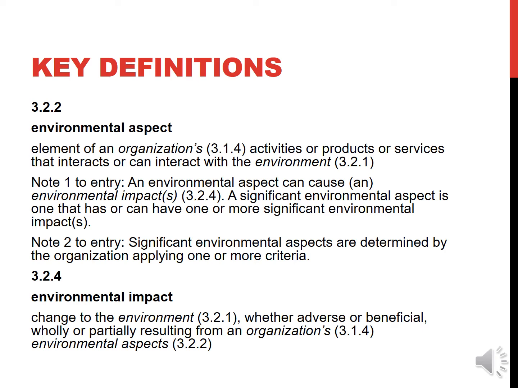So an aspect is an element of an activity or a product or a service, and we'll take a look at some examples of those elements in just a minute. An environmental impact is a change to the environment, whether adverse or beneficial, wholly or partially resulting from an organization's environmental aspects. So an environmental aspect is the cause of a change. An aspect is the cause of an impact.